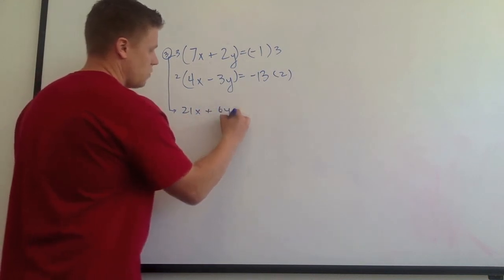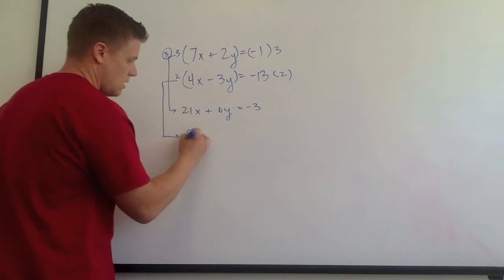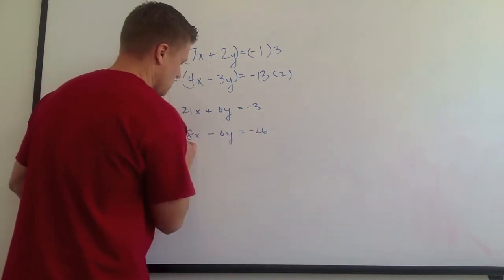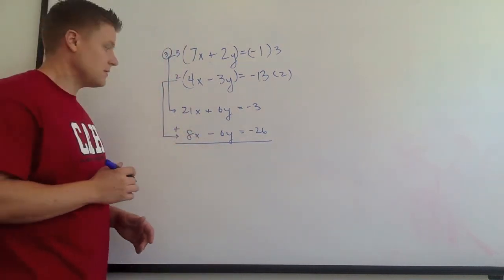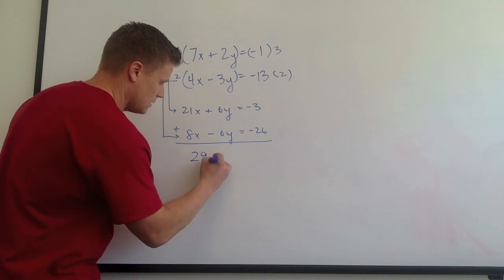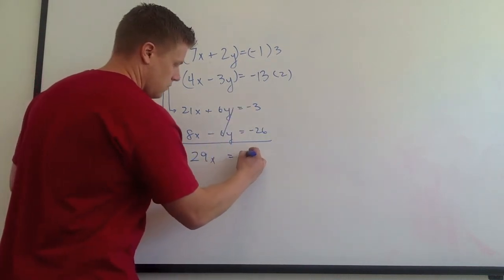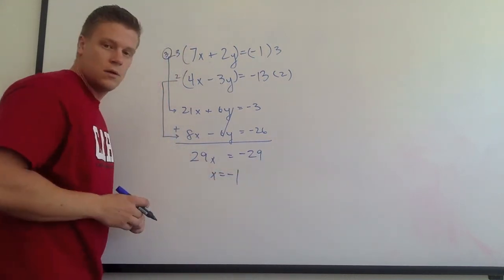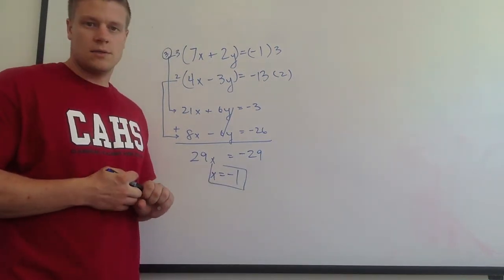21x plus 6y equals negative 3. And 8x minus 6y equals negative 26. And now we're set up to add these two. So we get 29x. The y values add up to 0. Equals negative 29. So x equals negative 1.